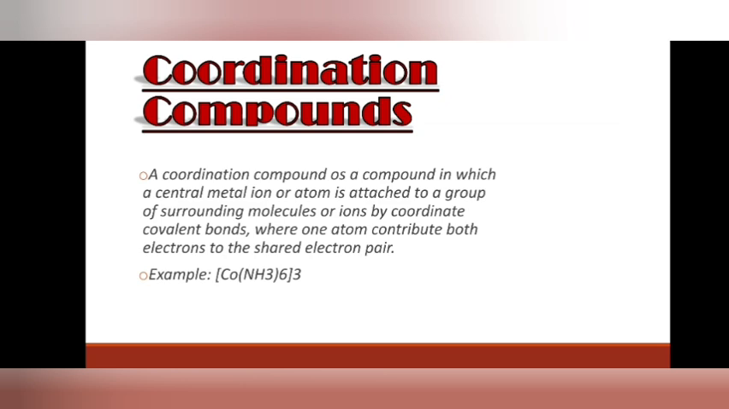So what we studied first is that there should be a coordinate covalent bond between the metal and the surrounding molecules, whatever they are, ions or atoms, it doesn't matter. And we have seen that in the center there will be a metal. Another thing is that one atom will contribute, whether it's the metal or the surrounding molecule, they will give the electron pair as a whole. Not a single electron, but an electron pair.